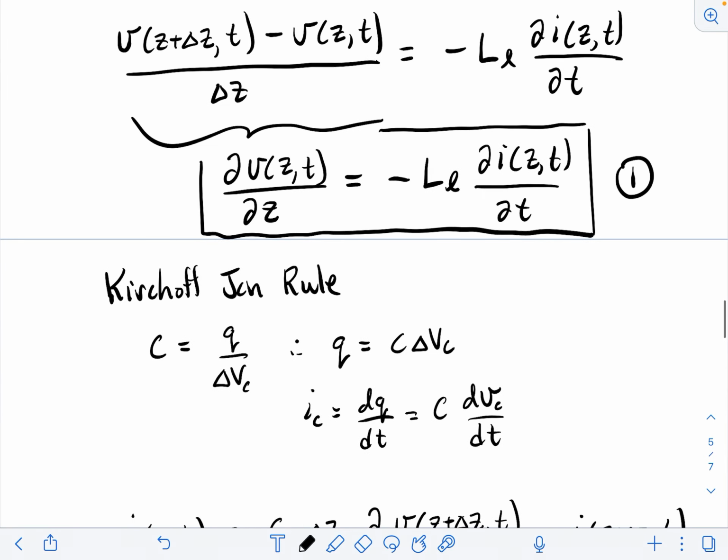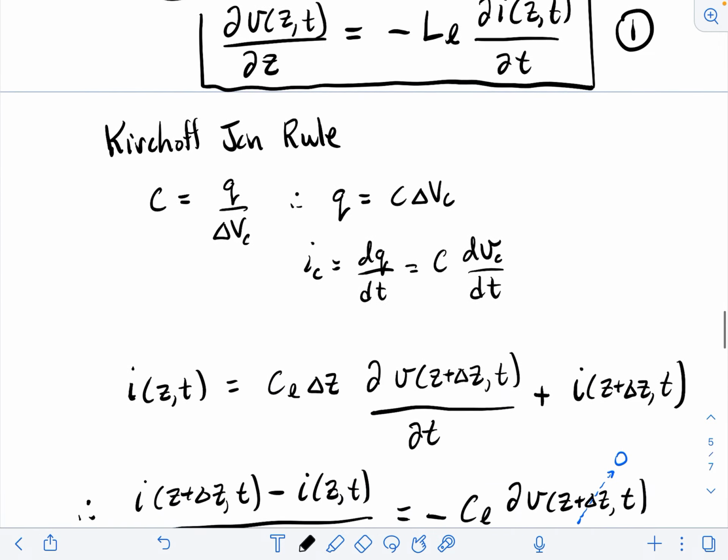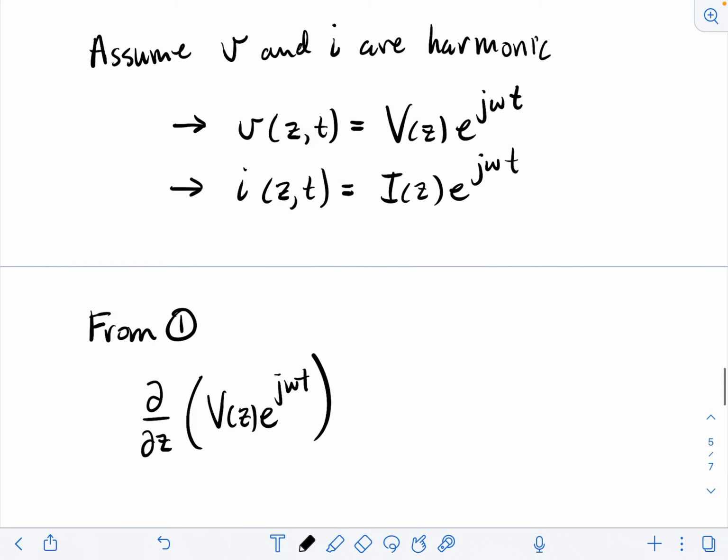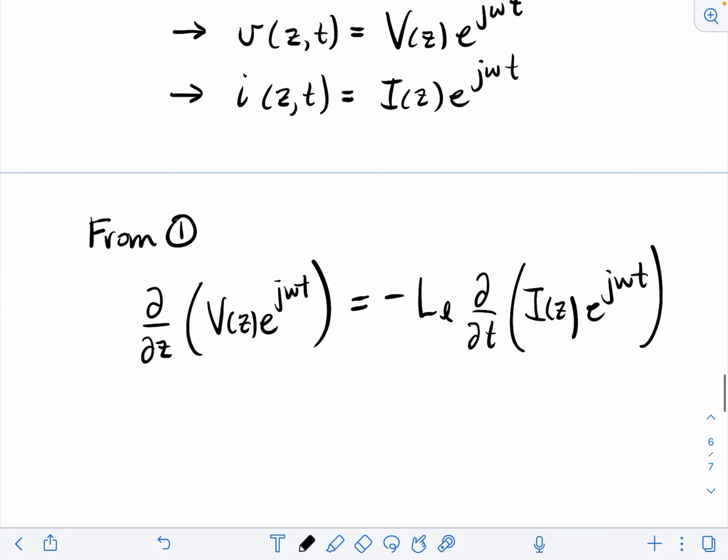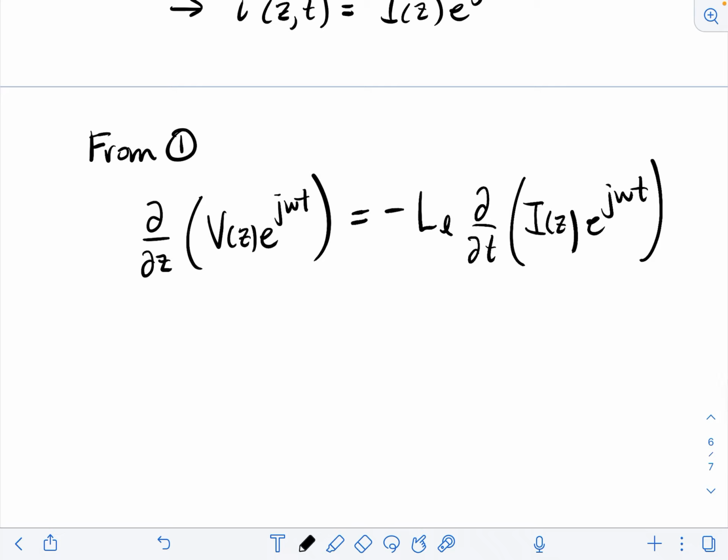On the right-hand side, we have minus the inductance per unit length times the time derivative of the current. So that's equal to minus the inductance per unit length. And let's just do this in a lot of detail just to start. So we have a position dependent amplitude, and then we have e to the j omega t. Okay. Well, what we could do is, for the left-hand side, the position derivative acts only on the amplitude, and then we just have e to the j omega t left over.